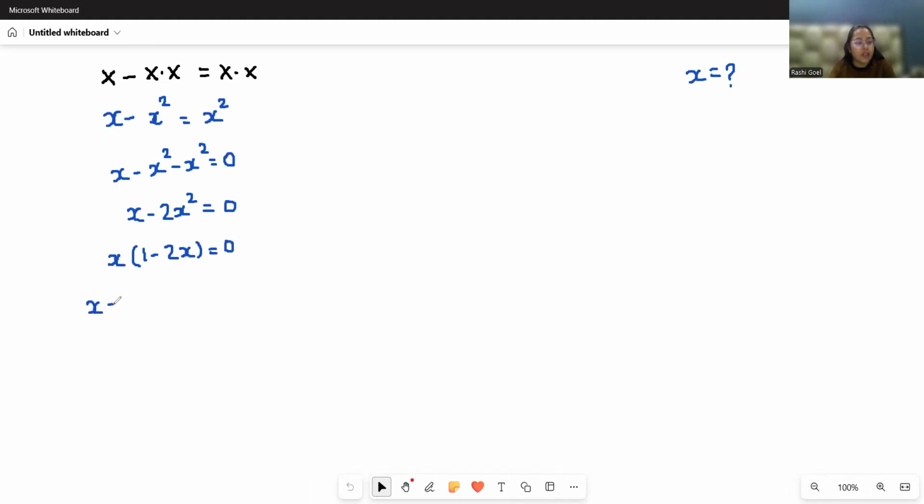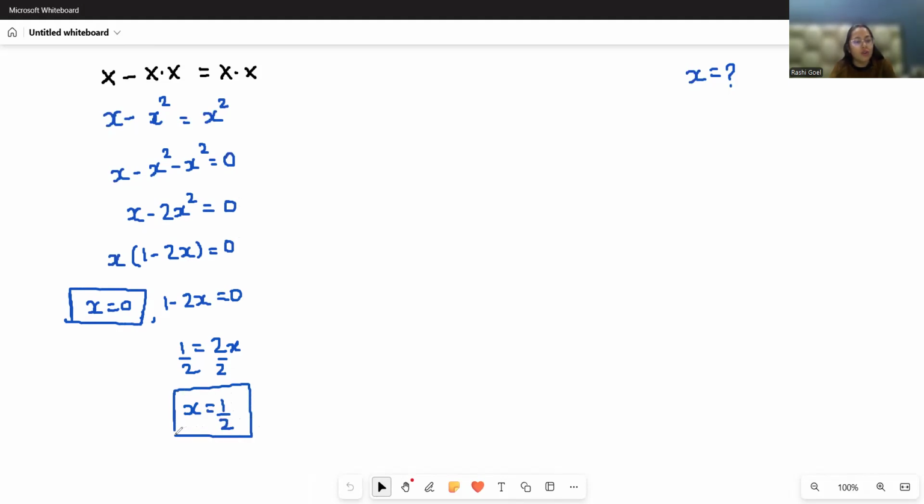So first x equals 0 and then 1 minus 2x equals 0. So one factor is x equals 0 and second is 1 equals 2x. Now I'll divide both sides by 2. So x equals 1 by 2. So the two values of x are 0 and 1 by 2.